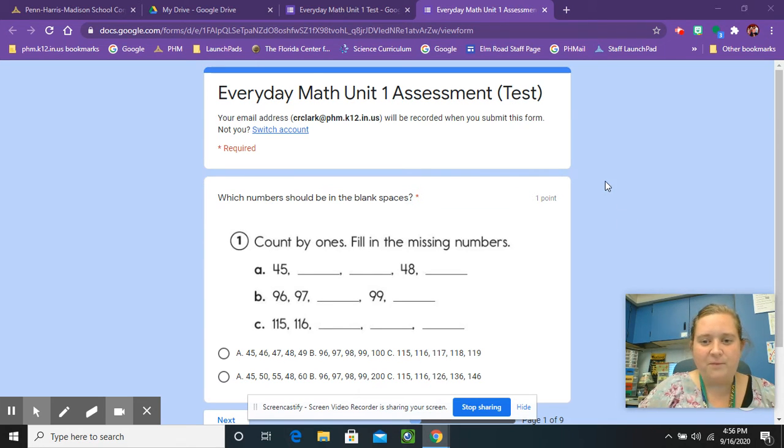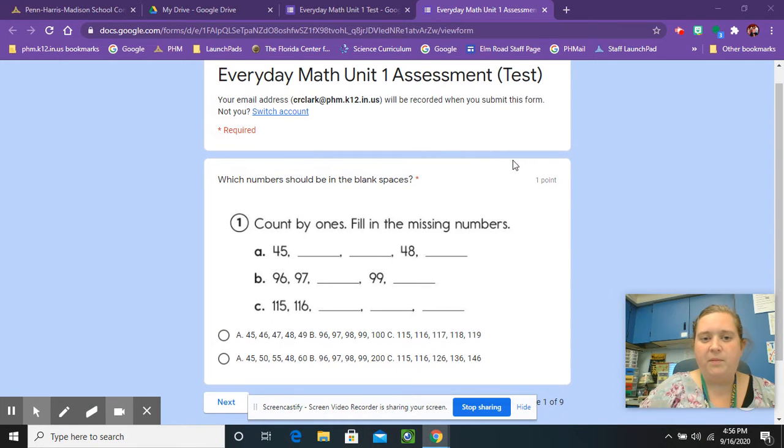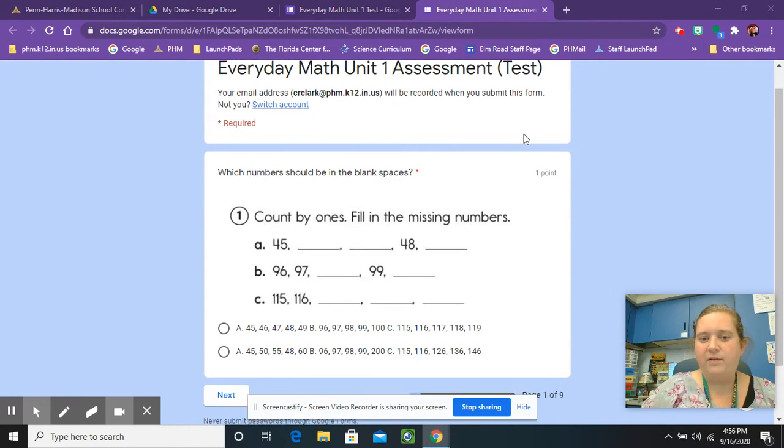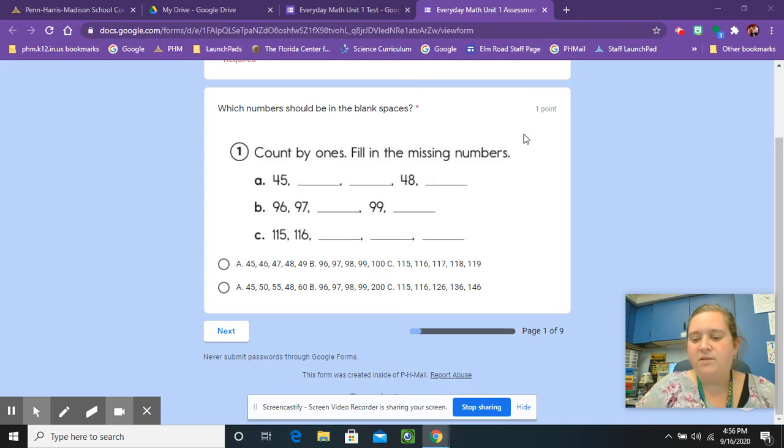So this is the Google form, and you can see that it says Everyday Math Unit 1 Assessment Test. You'll probably see your email in there when you get signed in, and you don't need to do anything with that. Okay, each question has its own page, and you have to complete the question before you can move on to the next one. We have about 9 problems, but some of the problems have more than one question that you have to answer.